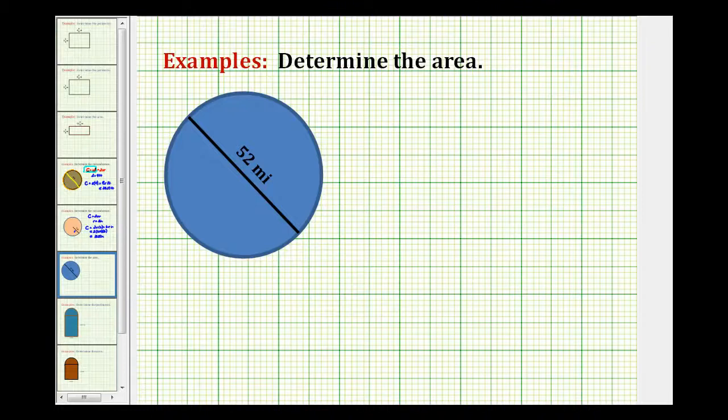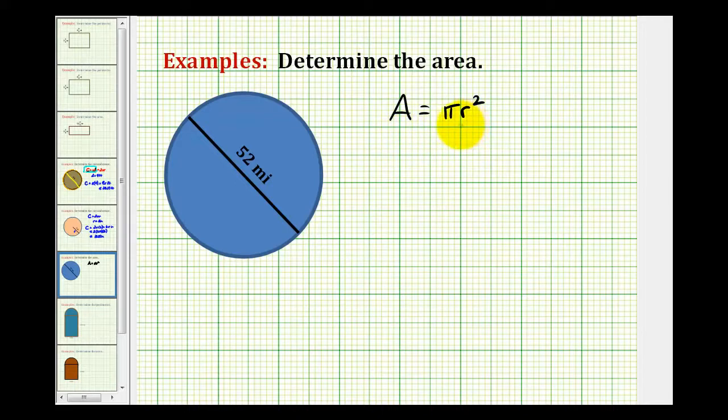We want to determine the area of the given circle. And since the length of the diameter is given in miles, the area represents a number of square miles that would fit inside the circle. The formula to determine the area of a circle is area equals pi times r squared, where r is the length of the radius.